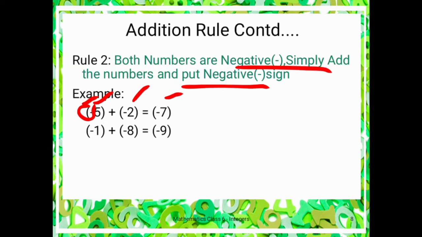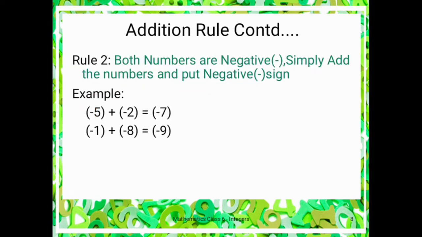In the next slide, this is rule 2. Both numbers are negative, what will happen? This is also very simple. We simply add the digits 5 and 2. It is 7. Then simply put the negative sign also. What about the next example? -1 plus -8 is equal to, we add the two numbers 8 and 1. 8 plus 1 is equal to 9, and put the negative sign. So if both numbers are negative, simply add the numbers and put the negative sign.